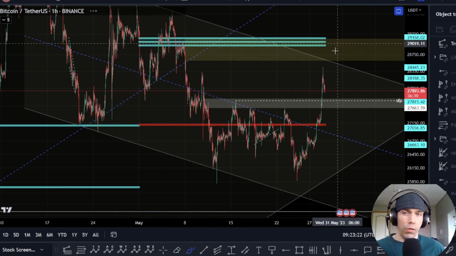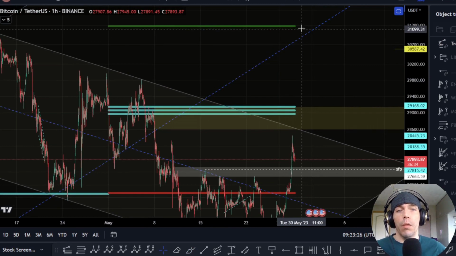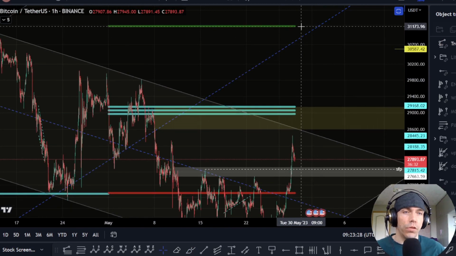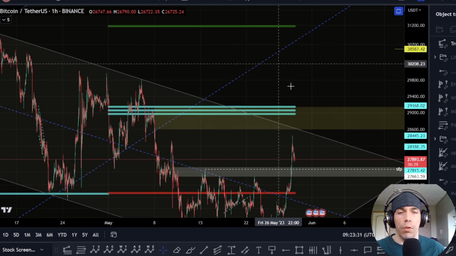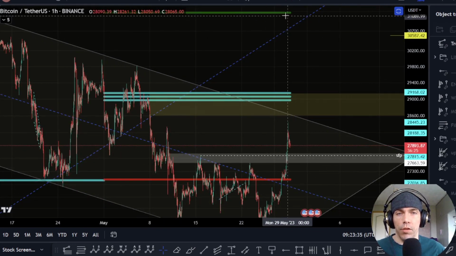This could also tie in with that idea of this being a bigger flat correction from back here, where we could actually see a move up towards this S1 line, towards this 31,173 zone. So if we do see a move above these, we could actually see a retest of these.